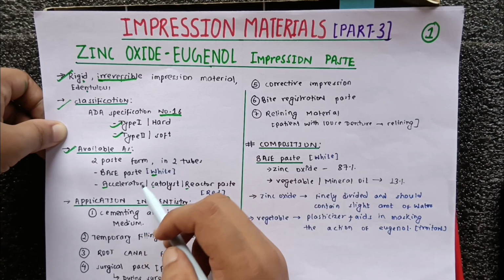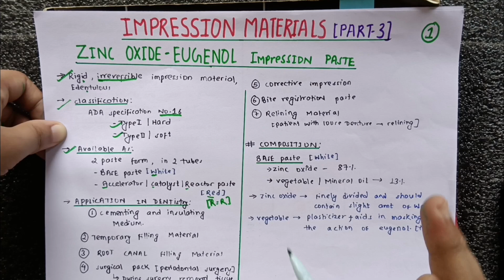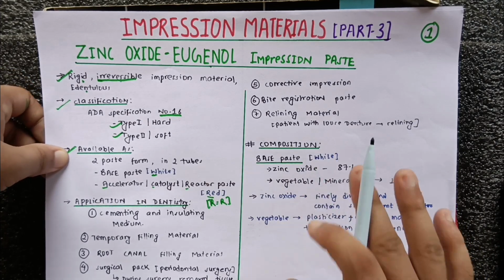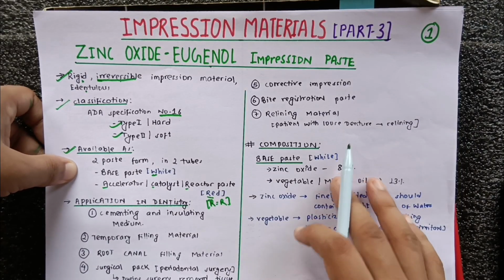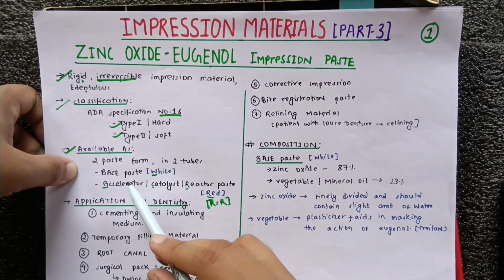So it is two pastes, available in two forms. One is a base, another is an accelerator. Both are in paste form, and that is the availability of this zinc oxide eugenol impression paste. I think you are clear on this, and you should remember the colors: white is the base and red is the accelerator.